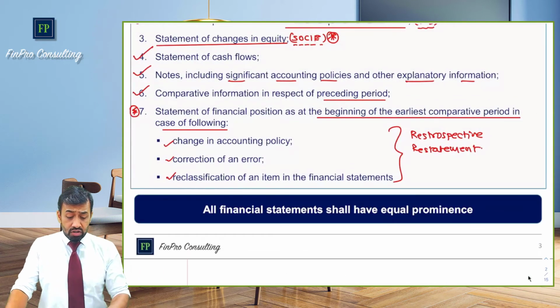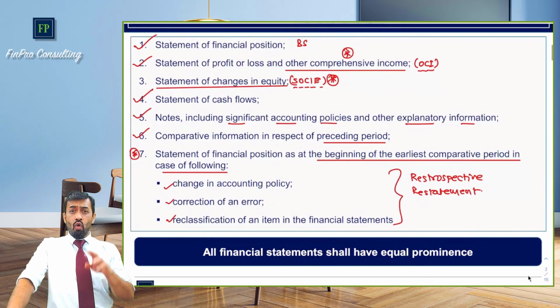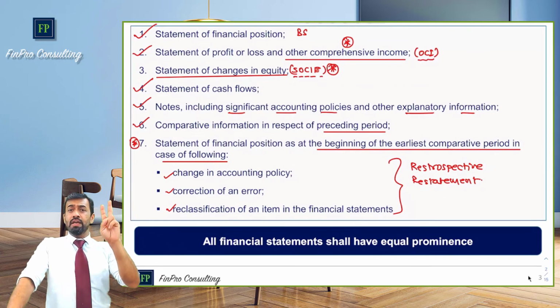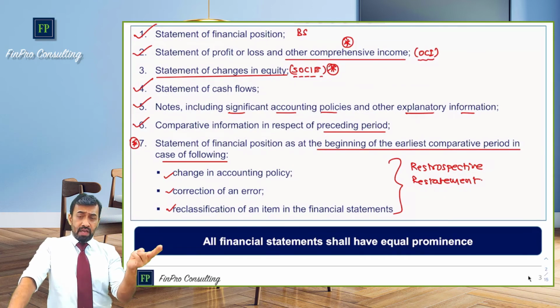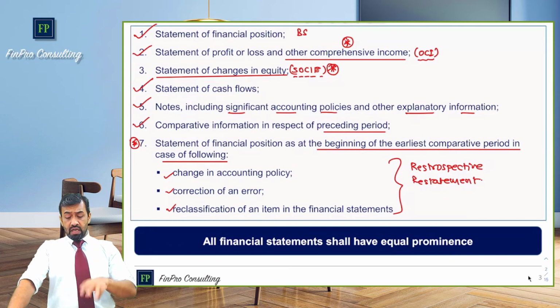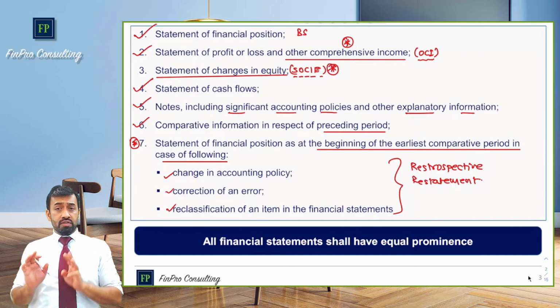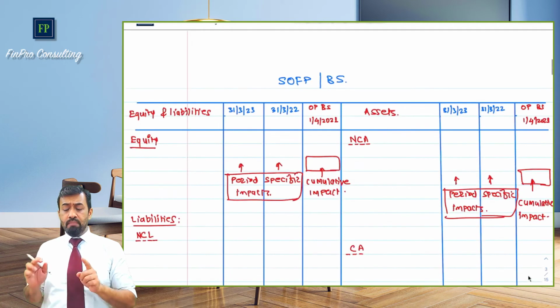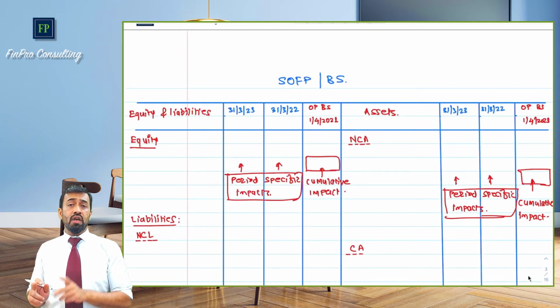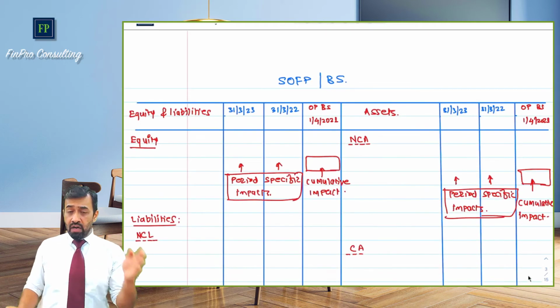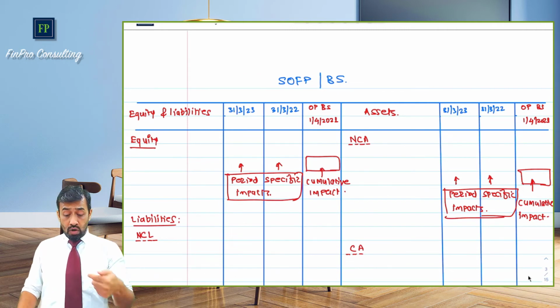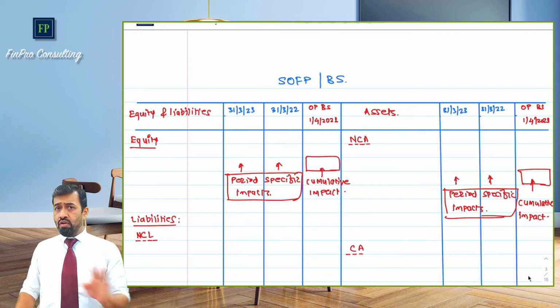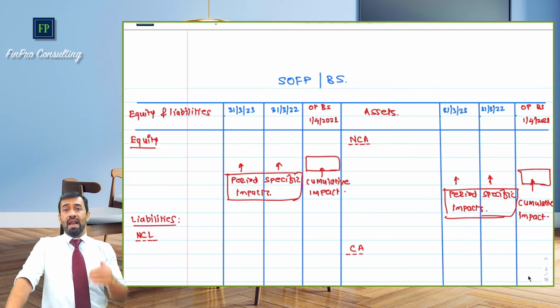No other financial statement requires the third year. Only the balance sheet requires an additional financial year, and that too only in these 3 cases: change in accounting policy, rectification of a prior period error, and reclassification of an item in the financial statements. In these cases, you need to present an additional balance sheet. You are not required to present a profit and loss account in addition to the current year and preceding period. It's only about the balance sheet.